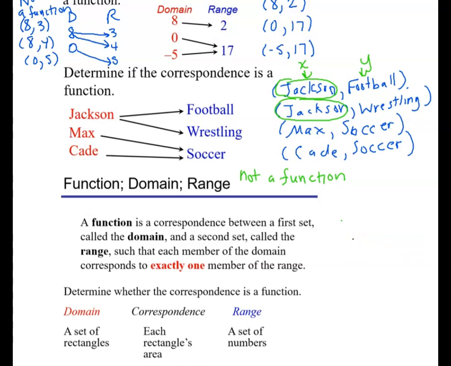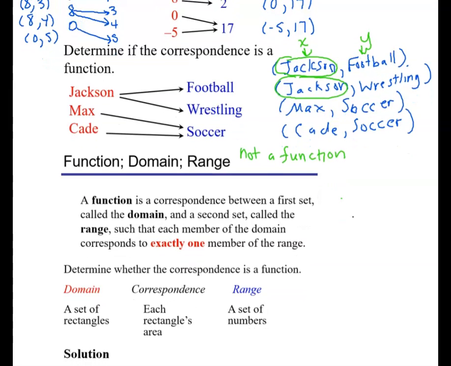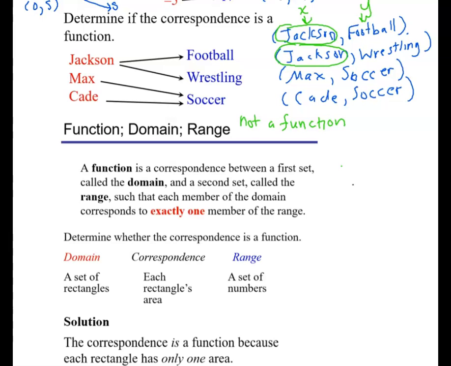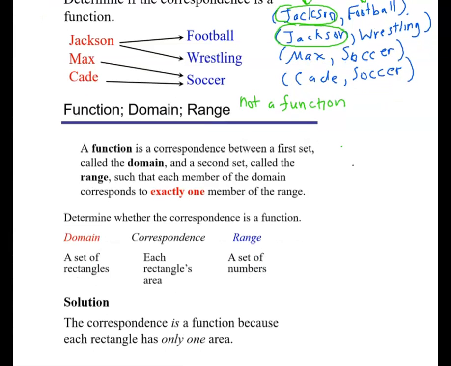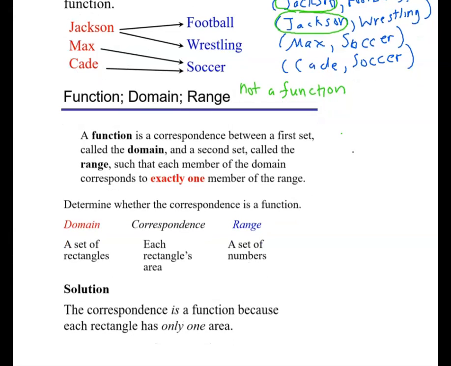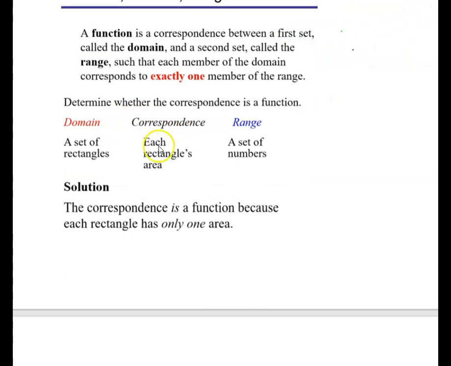Okay, a function is a correspondence between a first set called the domain and the second set called the range. Remember we talked about how domain is the x, range is the y, such that each member of the domain corresponds to exactly one member of the range. So they give some examples here. It says a set of rectangles. Each rectangle's area is a set of numbers. So the correspondence is a function because each rectangle has only one area.